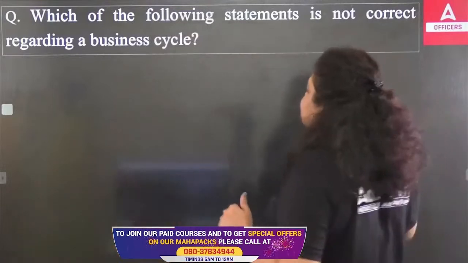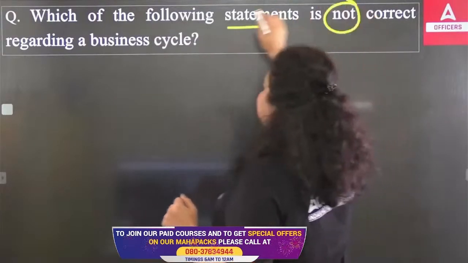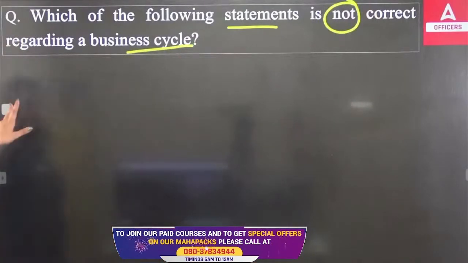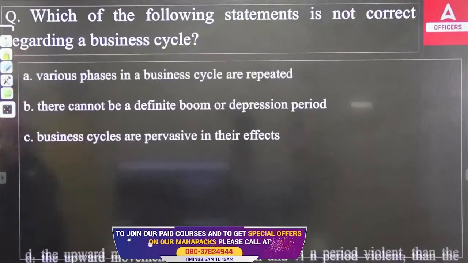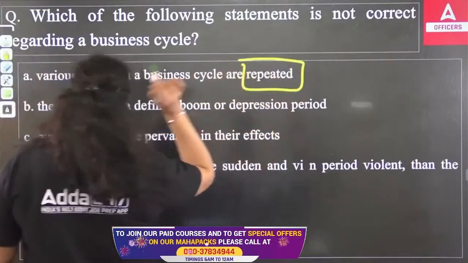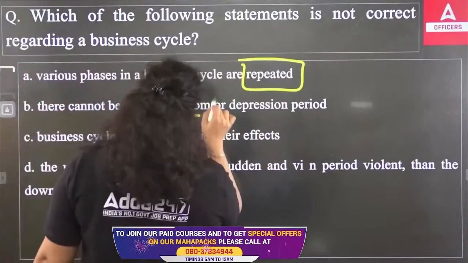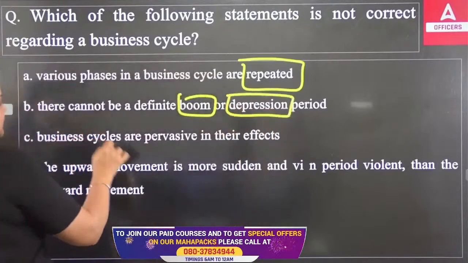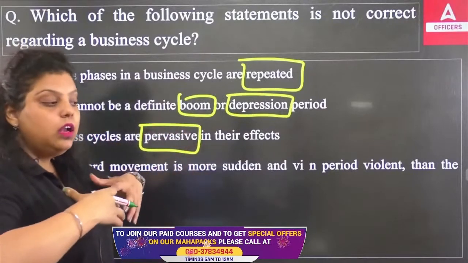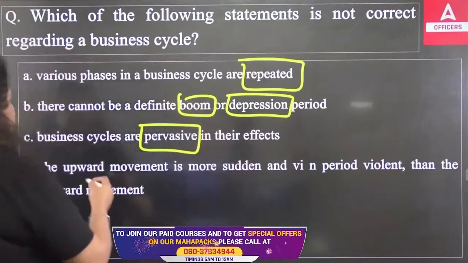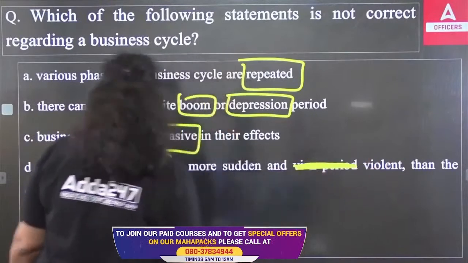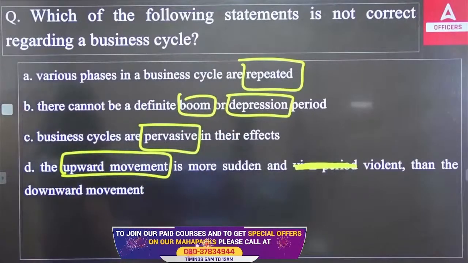Now, the first question is asking which of the following statements is not correct regarding the business cycle. So which statement is not right regarding the business cycle? We have four options. First, various phases in the business cycle are repeated. Second, there cannot be definite boom and depression periods. Third, business cycles are pervasive in nature. Pervasive means they have a much bigger effect. Fourth, the upward movement is more sudden and violent than the downward movement.